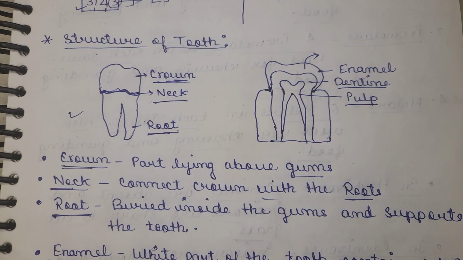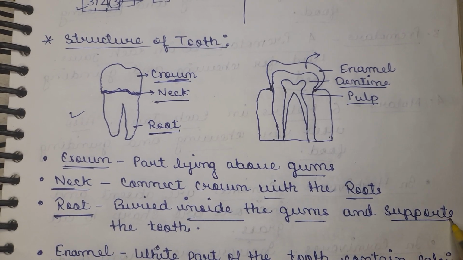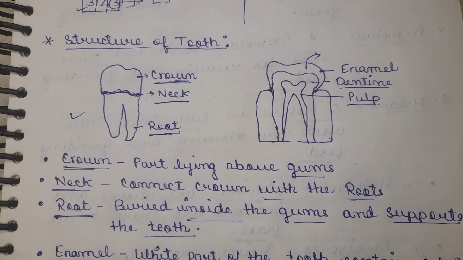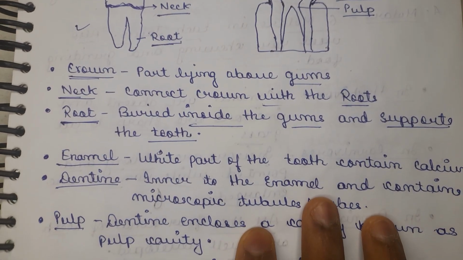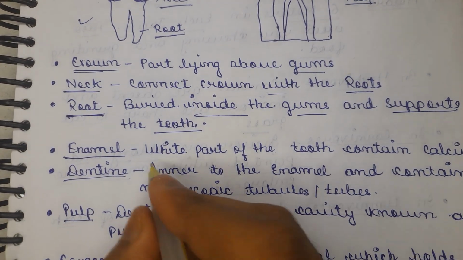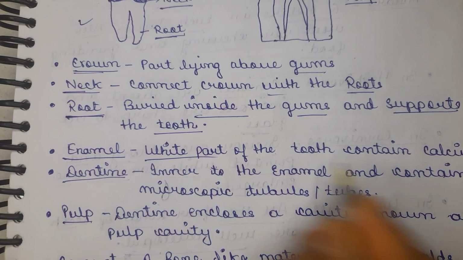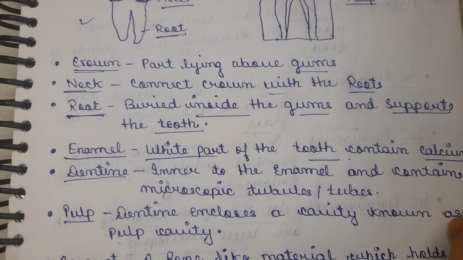It basically lies buried inside the gums, and sometimes it helps support the tooth also. Now moving to the layers of the tooth, starting with the first one, that is the enamel. Here the enamel is basically the white part of the tooth that consists of calcium salts.